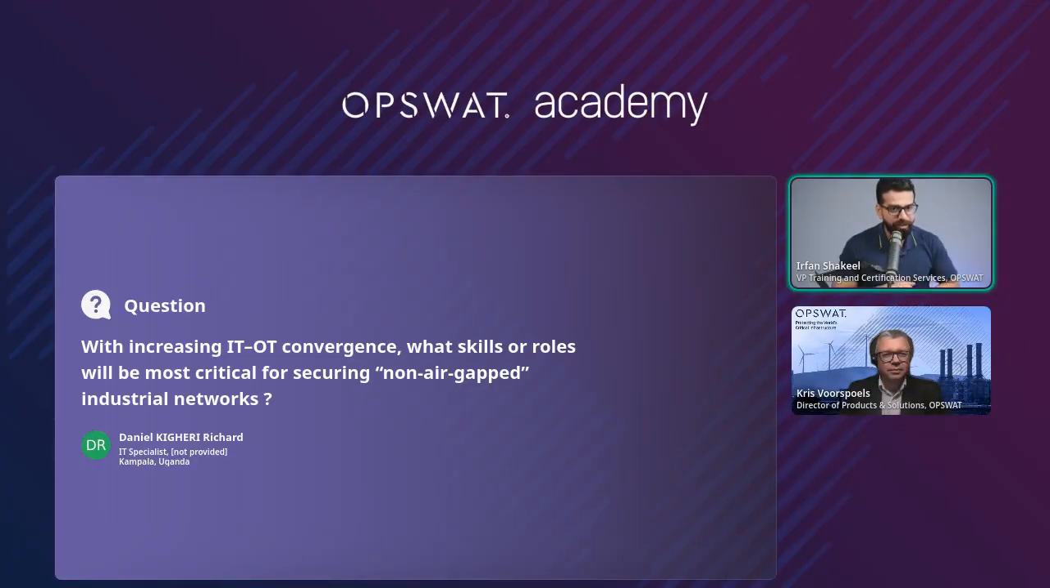It says that with increasing IT/OT convergence, I really love this topic, IT/OT convergence. Let's hear from you. The question says: what skills or roles will be most critical for securing non-air-gapped industrial networks? Now we are transitioning into the non-air-gapped network of IT and OT. So with increased IT/OT convergence, what skills and roles will be most critical for securing non-air-gapped industrial networks?